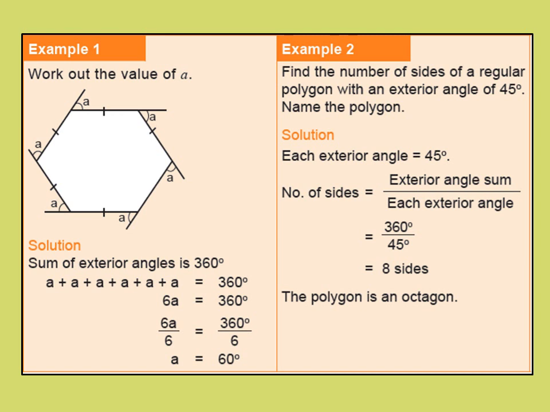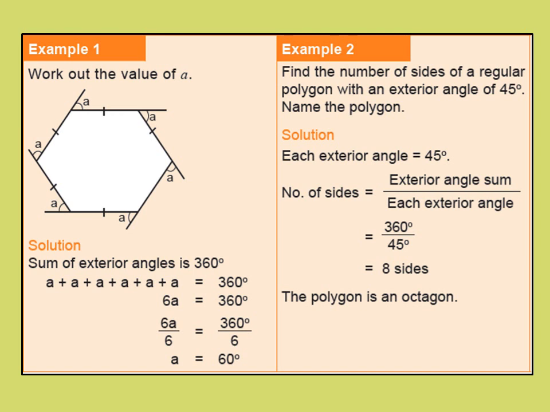For example, in example 1, the sum of the exterior angles labeled A, because they are equal since the polygon is regular, you'll have 6 A's, giving you a total of 360 degrees, and therefore 1A will be equal to 60 degrees.